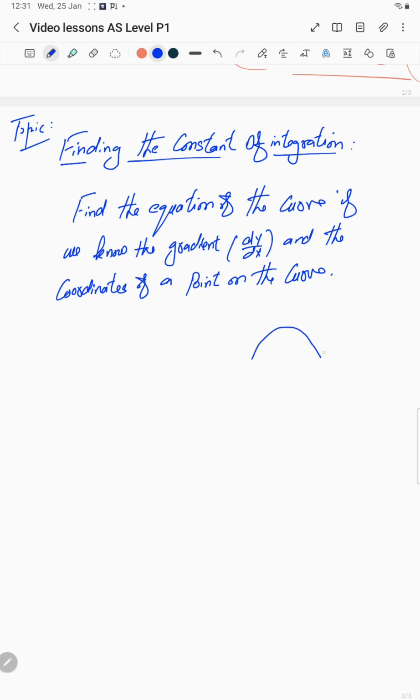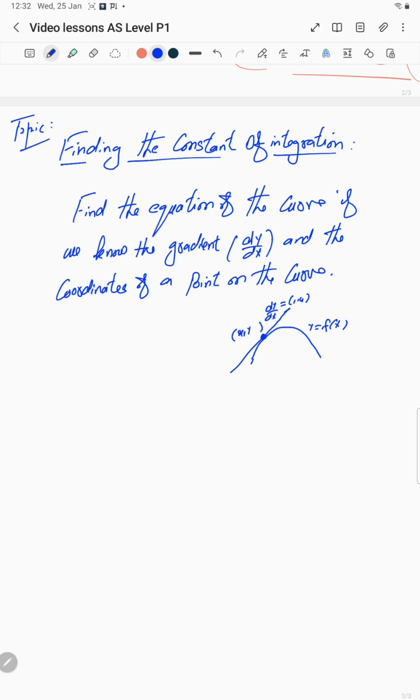If you are given any curve, then you need to find the gradient with a point as we did before. But here the constant of integration can be found by knowing the xy coordinate of a point lying on the curve and the gradient of the curve. If they are given, then we can find the equation of the curve, y equal to f of x, when dy by dx at this point is given, say 1, 4.